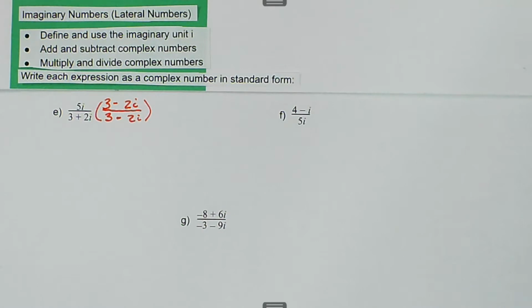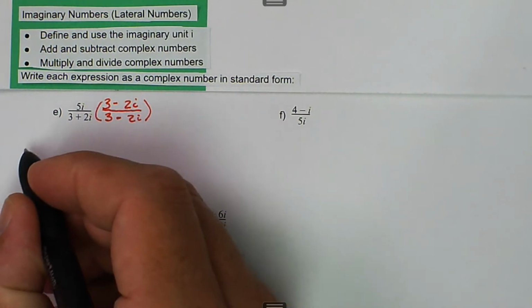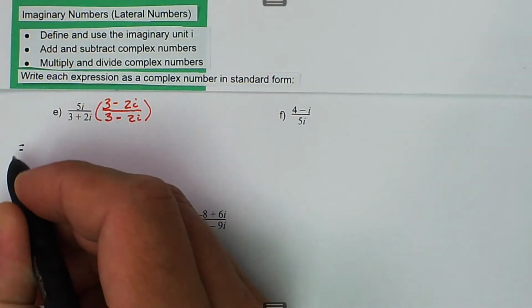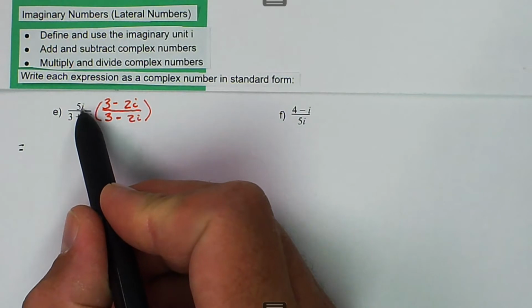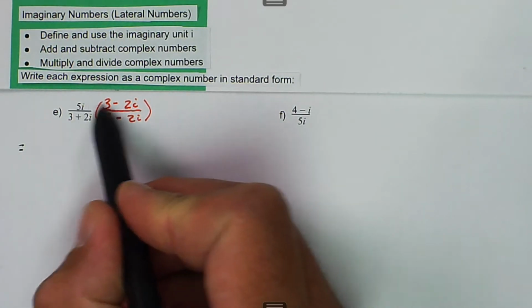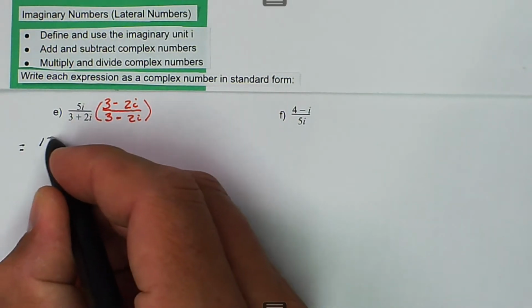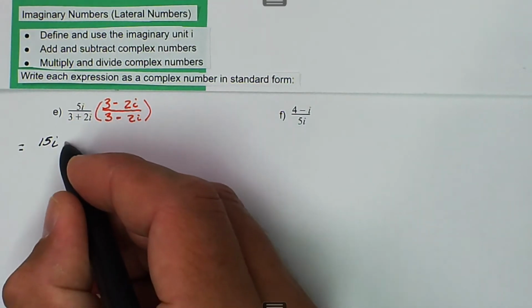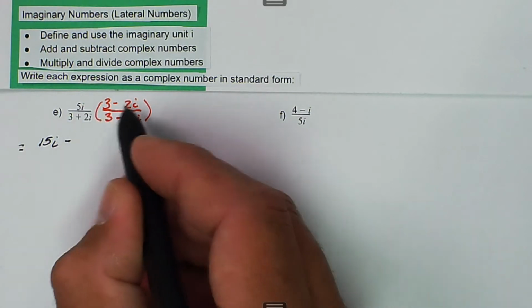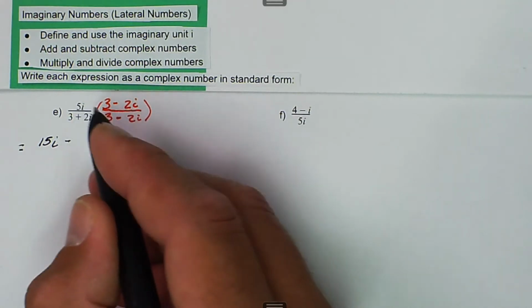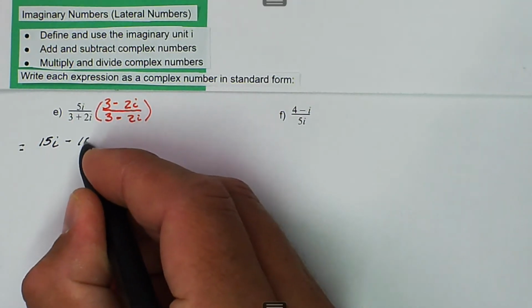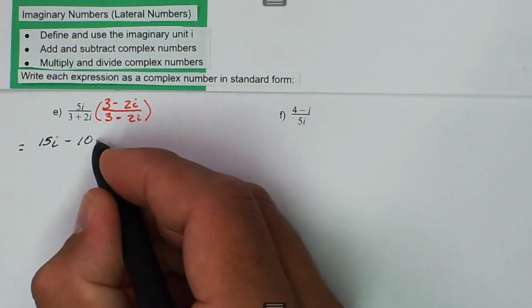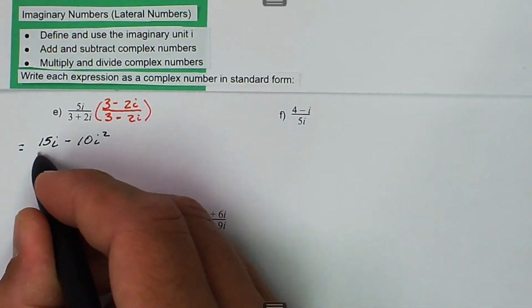So I'm going to rewrite this. I'm going to do this multiplication. So we get 5i times 3. 5 times 3 is 15, and then we keep the i. And we say minus 5 times 2 is 10, and i times i is i squared.